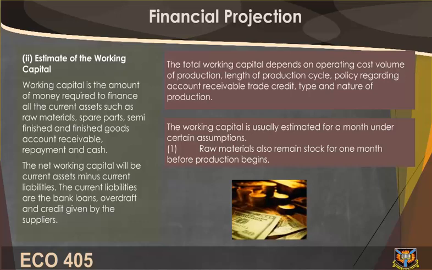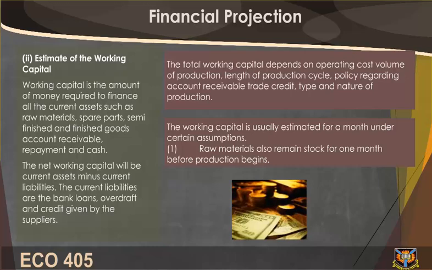2. Estimate of the working capital. Working capital is the amount of money required to finance all the current assets, such as raw materials, spare parts, semi-finished and finished goods, accounts receivable, prepayments, and cash. The net working capital will be current assets minus current liabilities. The current liabilities are the bank loans, overdraft, and credit given by the suppliers.